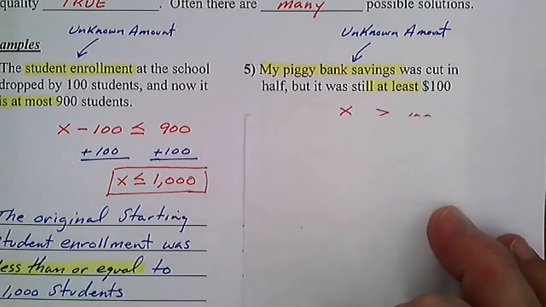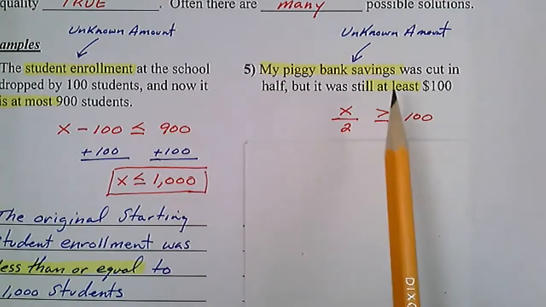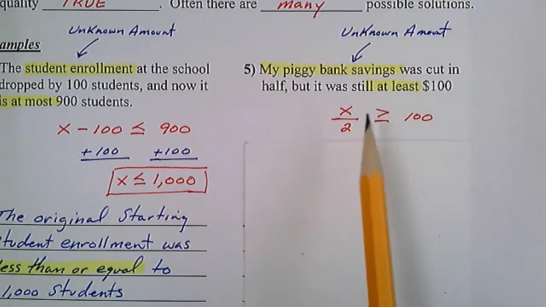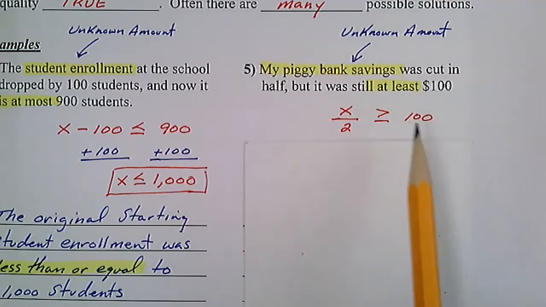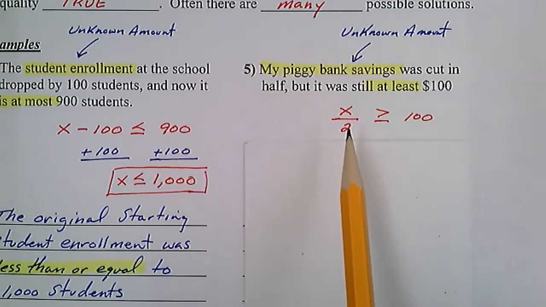So if we're cutting something in half, that means we are dividing by 2. But it was still at least $100. So what we're saying is the lowest it possibly was 100, but it was probably more. Okay, so now how are we going to solve this? Well, we need to deal with this downstairs Danny.